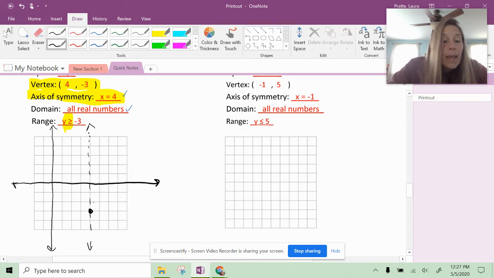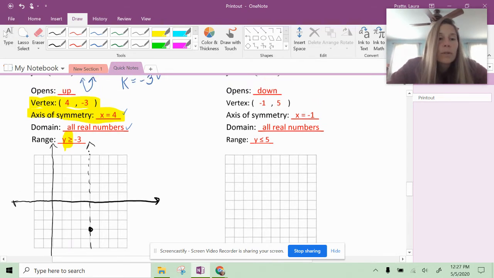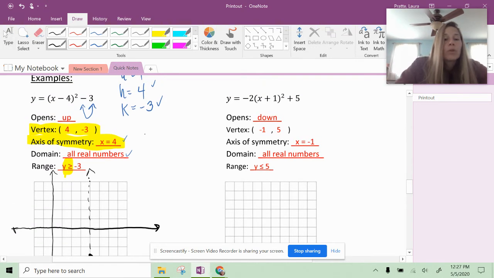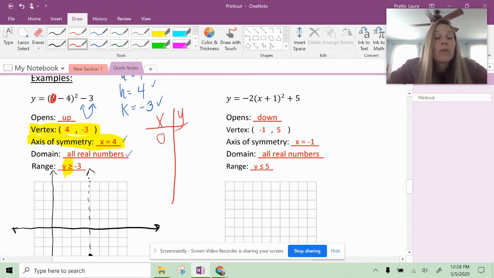So you can pick any x value you want on the left or the right, and you're going to plug it into the equation and see what you get, right? So usually 0 is a pretty good number to try. So let's try putting in a 0. You can do any numbers you want really, but I'm going to try 0. Usually that's easy to plug in. So when you do 0 - 4, you get -4, and then you square it and get 16, and 16 - 3 is 13. So (0, 13). But that's going to be way off my graph, so I'm going to try something else.